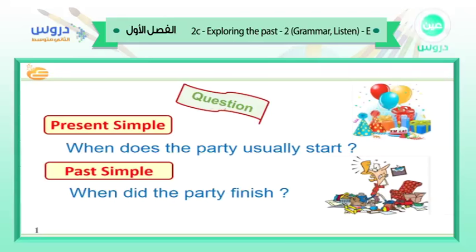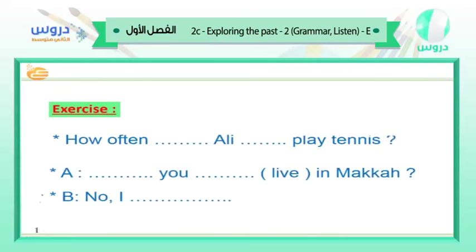Now we are going to the questions. How can we ask in the present simple and how can we ask in the past simple? Let's see. The present simple, when does, as I told you, the party usually start? So it, he, and she, we use does, and the rest, we, you, they, and I, do. So when does the party usually start? The past simple, when did the party finish? We use did. When did the party finish? Okay? Let's go ahead and see some exercises.